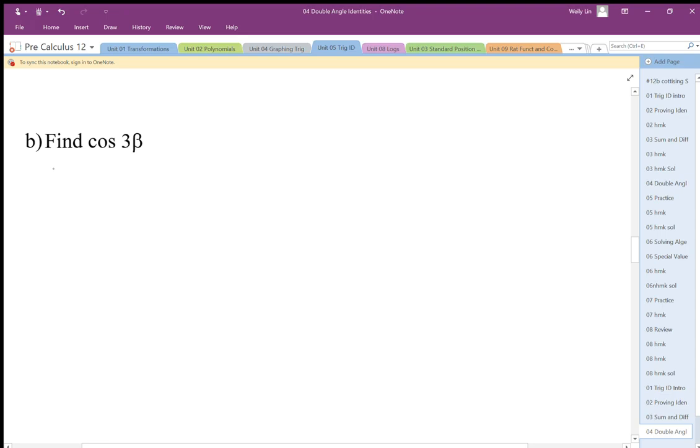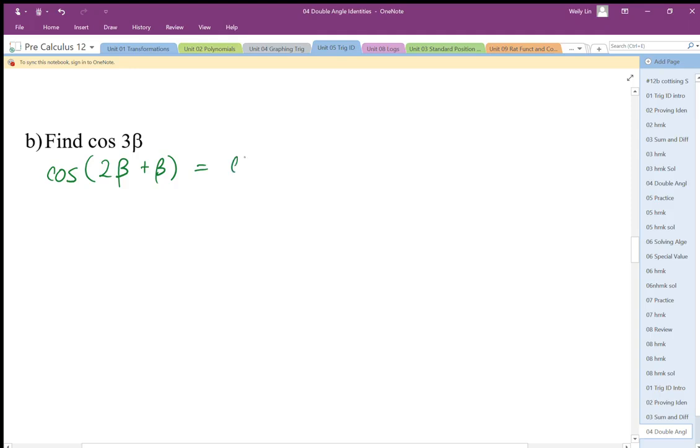For cosine 3 beta, with identities, the only way I can get that is cosine of 2 beta plus beta. That's 3 beta. Here I have a cosine sum and a double angle. So we have to apply the sum identity with the double angle. What am I going to apply first? I need to apply the plus identity, and then embed a double angle in it. So I'm going to start with the sum identity.